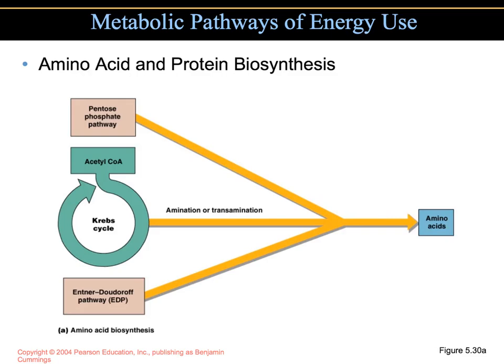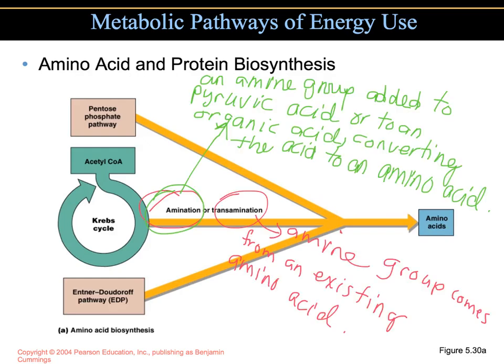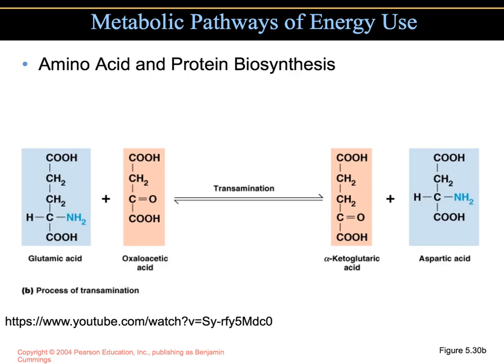In the Krebs cycle, an amine group can be added to pyruvic acid or to an organic acid, and it converts the acid to an amino acid. This is called amination. If the amine group comes from an existing amino acid, then it is called transamination. So essentially, in transamination we have new amino acids made with the amine groups from old amino acids.